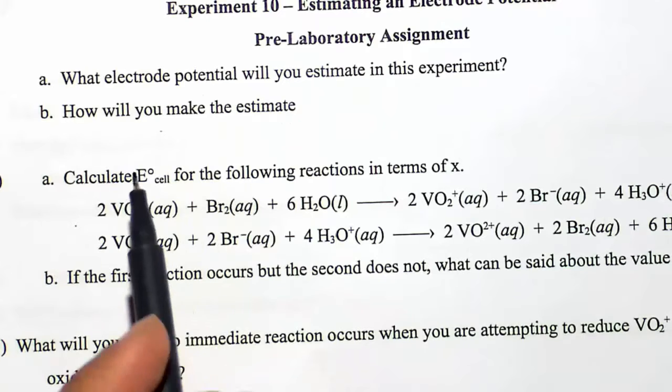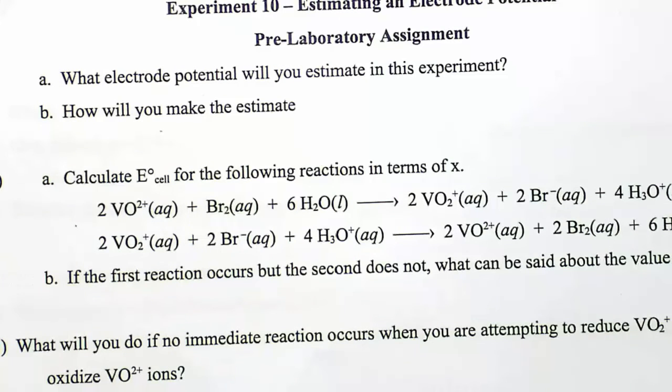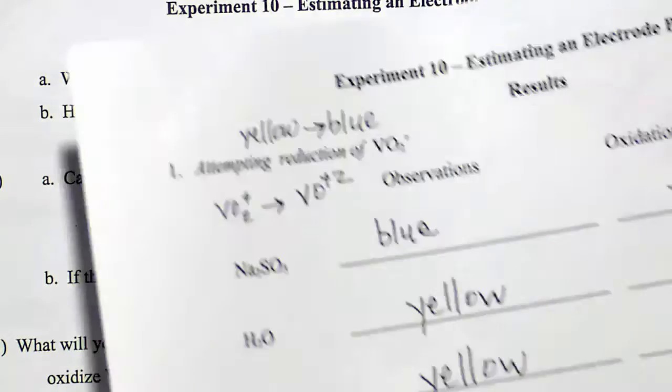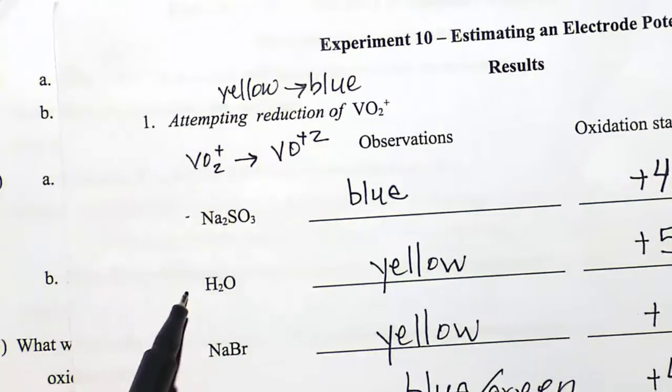So we'll make this estimate by testing a series of reagents, right? So if we go back to here, our data table, we're testing each of these.